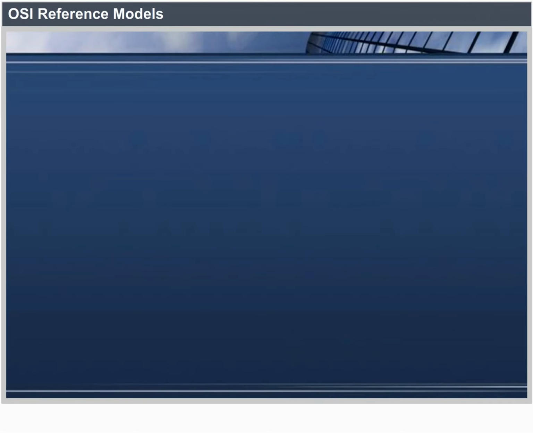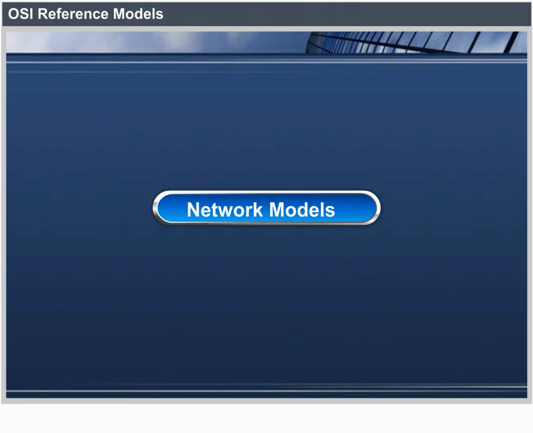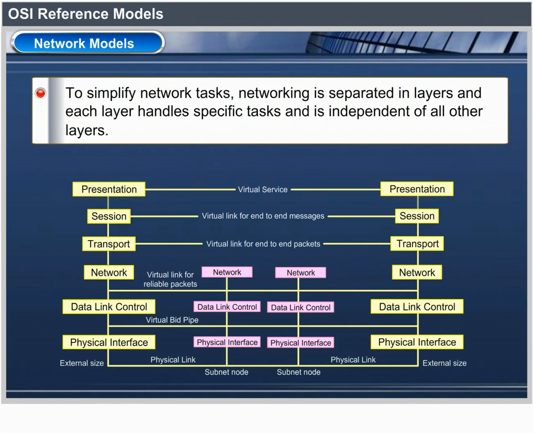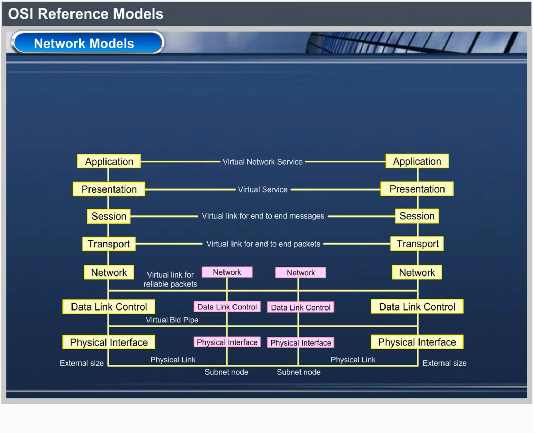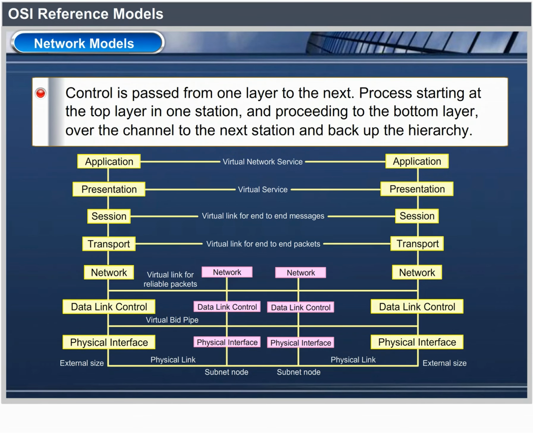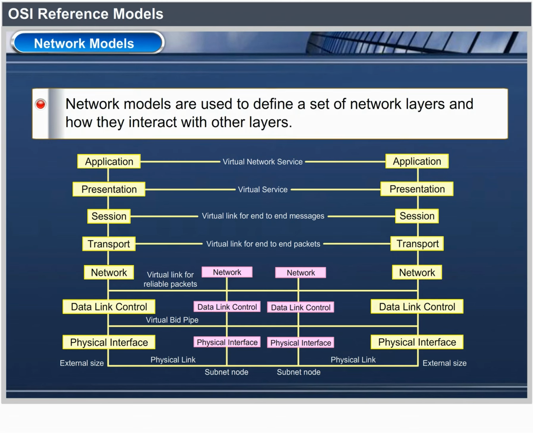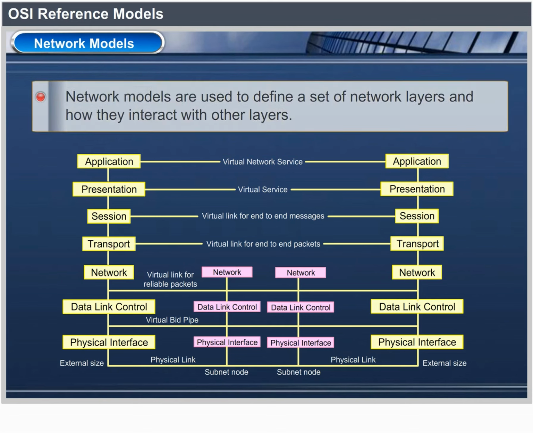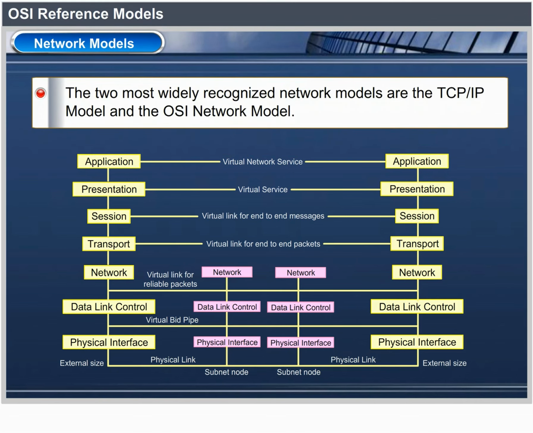OSI reference models. Network models. To simplify networks, everything is separated into layers, and each layer handles specific tasks and is independent of all other layers. Control is passed from one layer to the next, starting at the top layer in one station and proceeding to the bottom layer, over the channel to the next station, and back up the hierarchy. Network models are used to define a set of network layers and how they interact. The two most widely recognized network models include the TCP/IP model and the OSI network model.